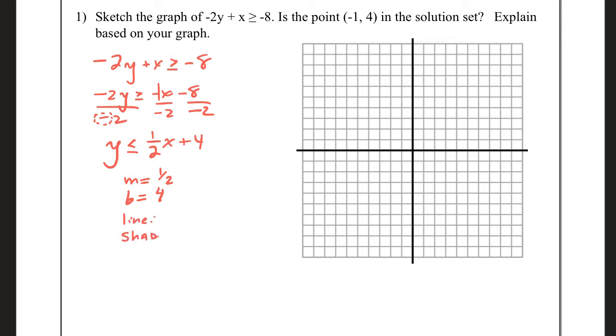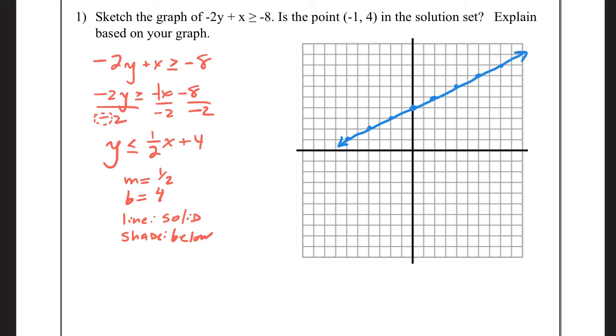So what type of line is this going to be? It does have the little equal to bar, which means it is going to be a solid normal line. The shading, remember our word association, this is a less than. We're going to shade below. I'm going to begin at 4 on the y-axis. I'm going to move up 1 over 2. I can move backwards by going down 1, left 2. Normal solid line.